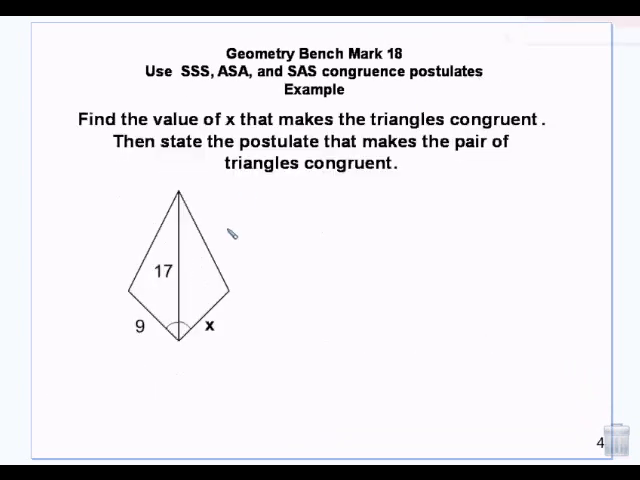Look at these. Since these are two triangles, they share a common side. Technically, this would also be 17 if we were to split them in half. But, you know, a side is the same length as itself. Right. So to make these two congruent, I need x to be what? X has to be 9. And then I have what kind of congruency? Side, angle, side. Perfect. Because I have a side and then an angle and then a side.